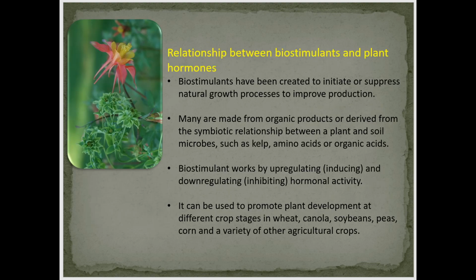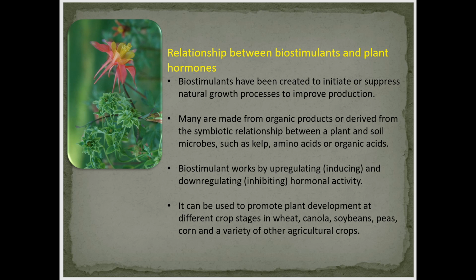And some of the relationship between the biostimulant and plant hormones. Biostimulants have been created to initiate or suppress natural growth processes to improve production. Many are made from organic products or derived from the symbiotic relationship between the plant and soil microbes, such as humic acids, amino acids or organic acids. Biostimulants work by upregulating, inducing, and downregulating or inhibiting hormone activities.